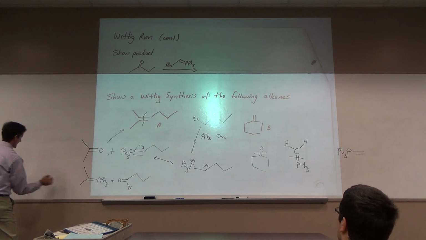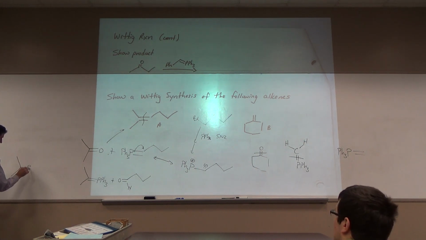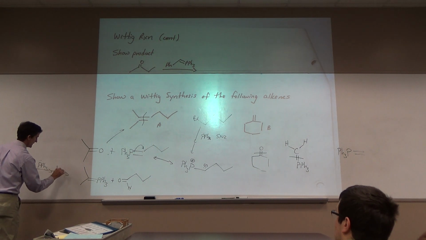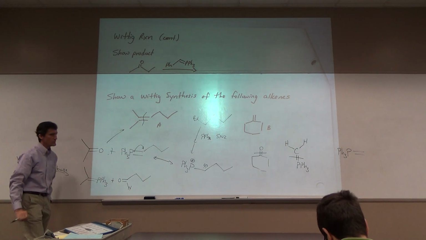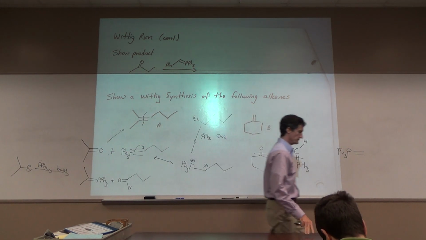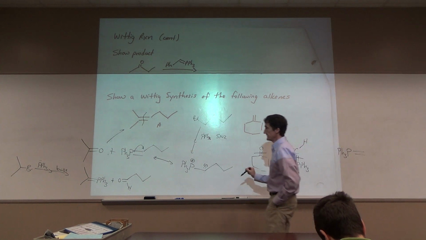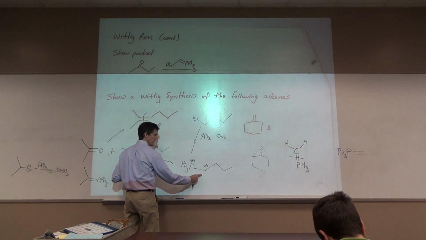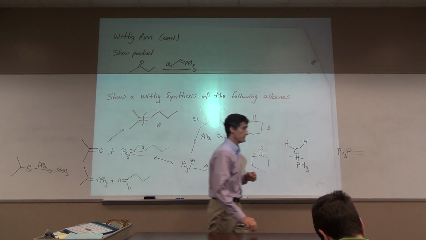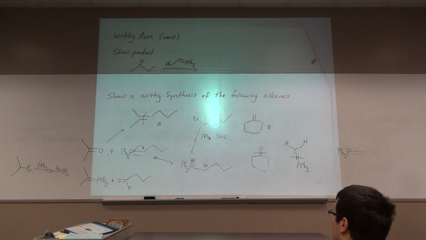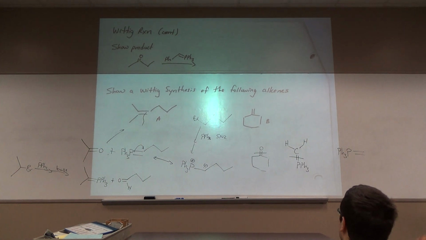To make this Wittig reagent, you'd have to start with something like this, a secondary halide with triphenylphosphine, followed by base to deprotonate, and you want to show that ylide structure. Hopefully everybody's with me here. I fear that the two different ylide structures lead to confusion, especially if you've never looked at them and question what's going on here.